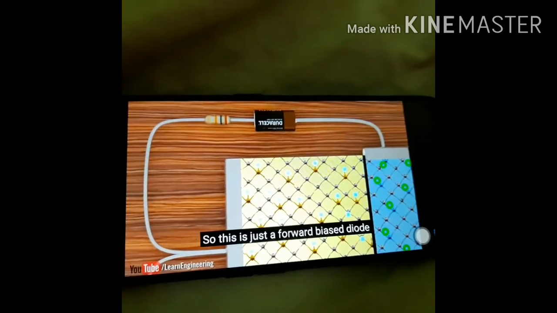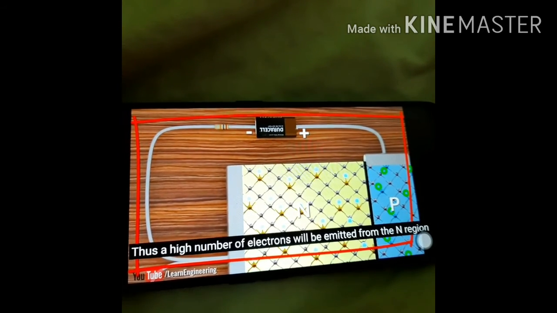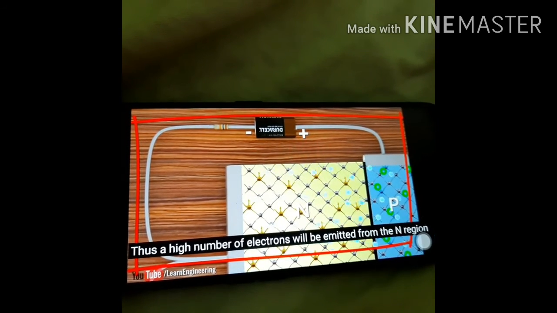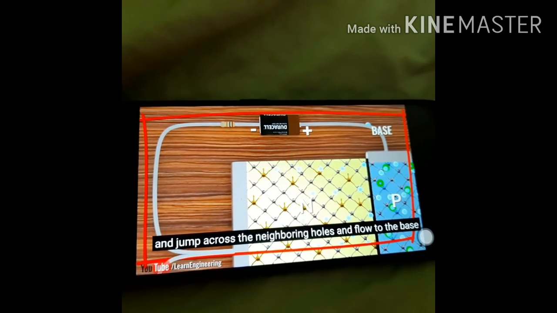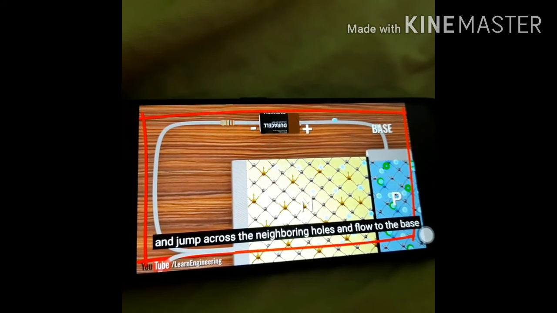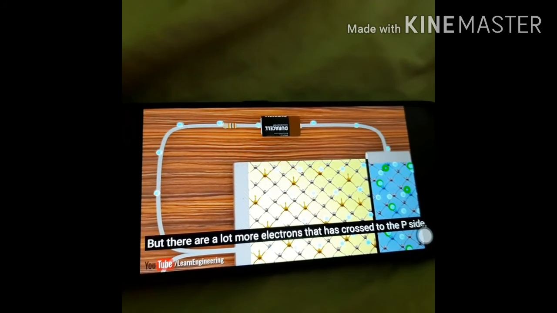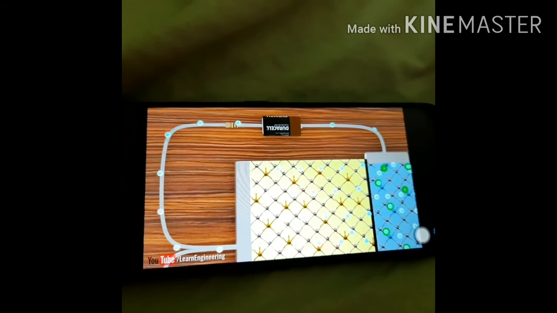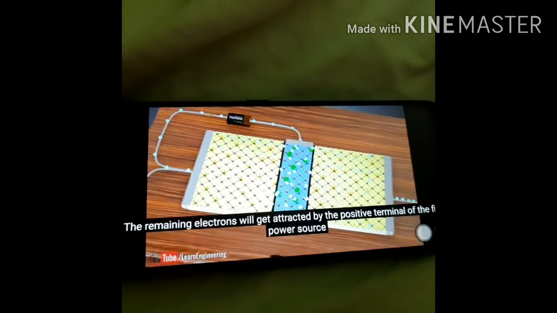Now the emitter base junction is forward biased. So a few of the holes will be combined with the electrons from the N type. The flow will be from positive to negative. What about the remaining electrons in N type? They will take the other path. They cross the barrier and enter into the collector junction.